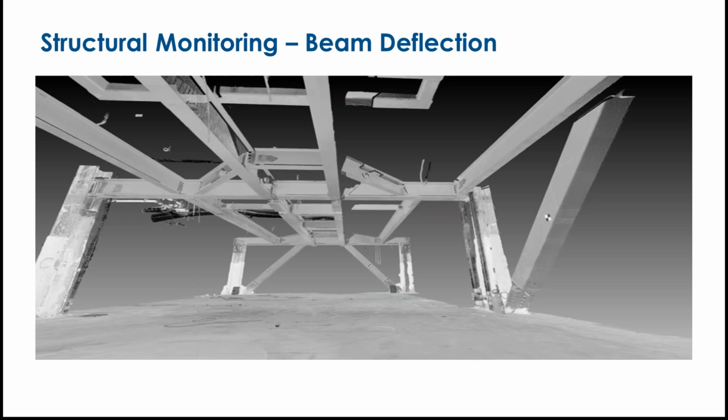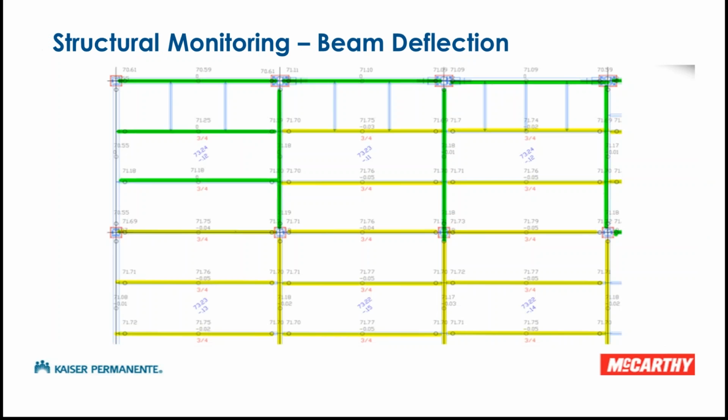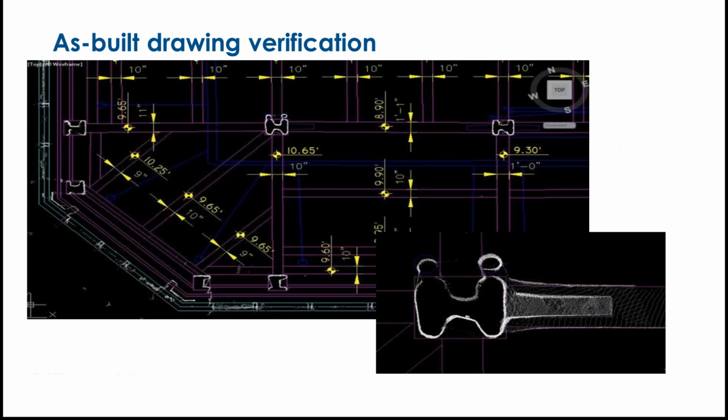You can calculate beam deflection, so we fully understand the load. You can do as-built drawing verification. So if we were in a situation where we actually had documentation, many times when we're starting a new project, we just don't have good documentation. But if you did have documentation, then getting scans and comparing that would be a perfect way to verify everything was installed correctly.